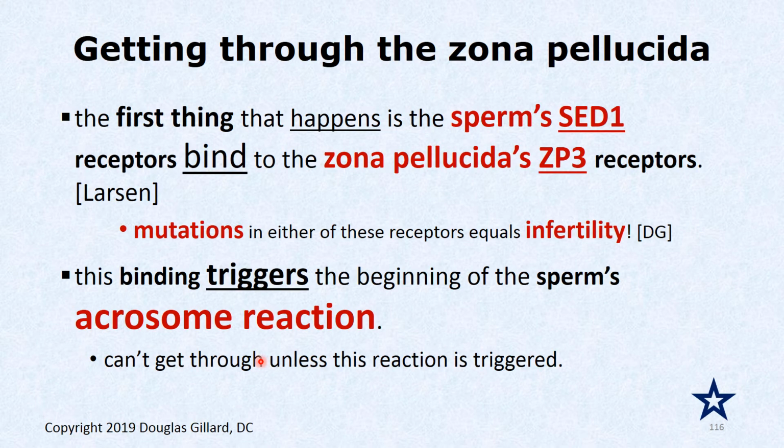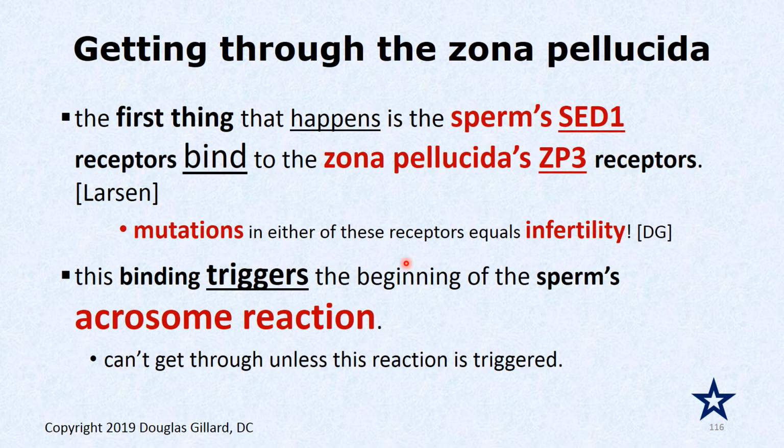Well, the first thing that happens is the sperm SED1 binds to ZP3. We've said that. And on a side note, we've mentioned mutations. If you have mutations in the gene that makes SED1 or ZP3, you can't have a baby. You'll be infertile. So those are very, very important. There are some secondary binding options; ZP2 could do it. There's another one as well. There are other ways to bind, but if you lose ZP3, your chances of having a baby go way down.